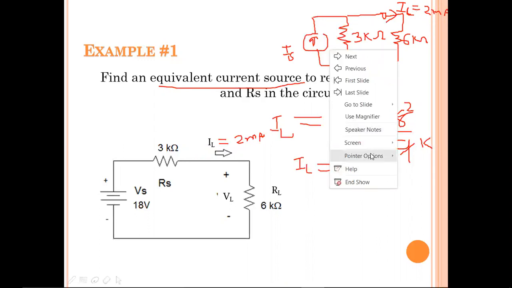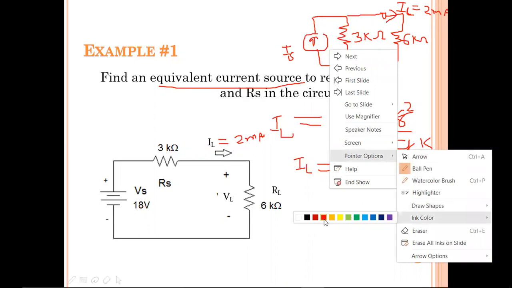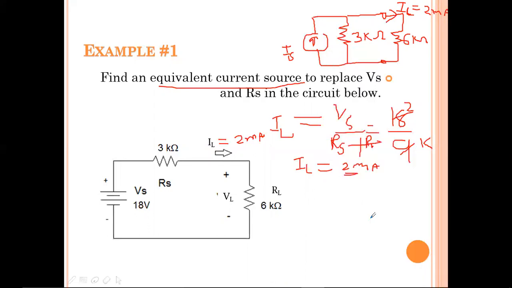How does the current division rule work? Here, let me change my marker color. For the current division rule, when we isolate the supply, the current is divided into 2 ways. One current is traveling through this 3 kilo ohms, and another current is IL. Now you know the current flowing through the 6 kilo ohms, but you don't know the source current. So just write the formula for the current division rule for the 6 kilo ohms.